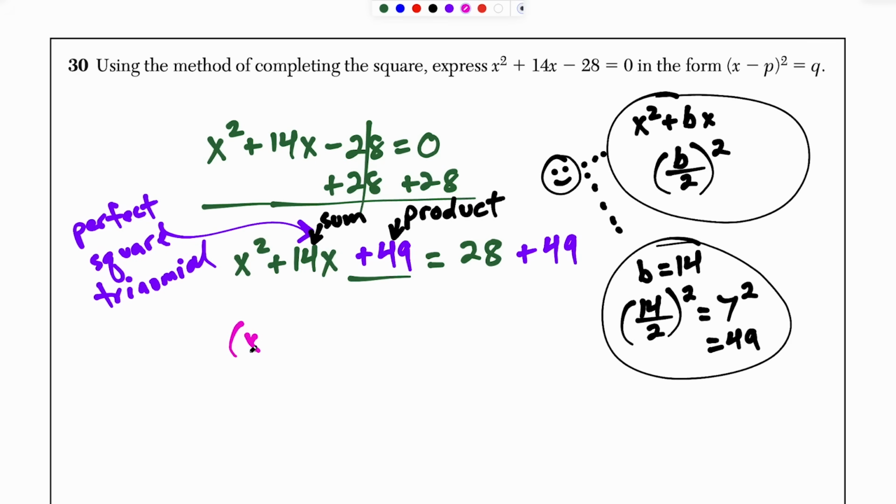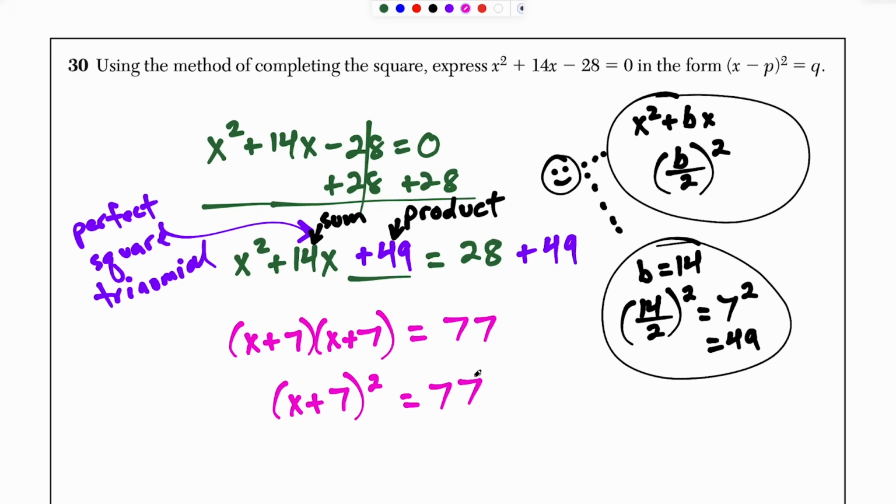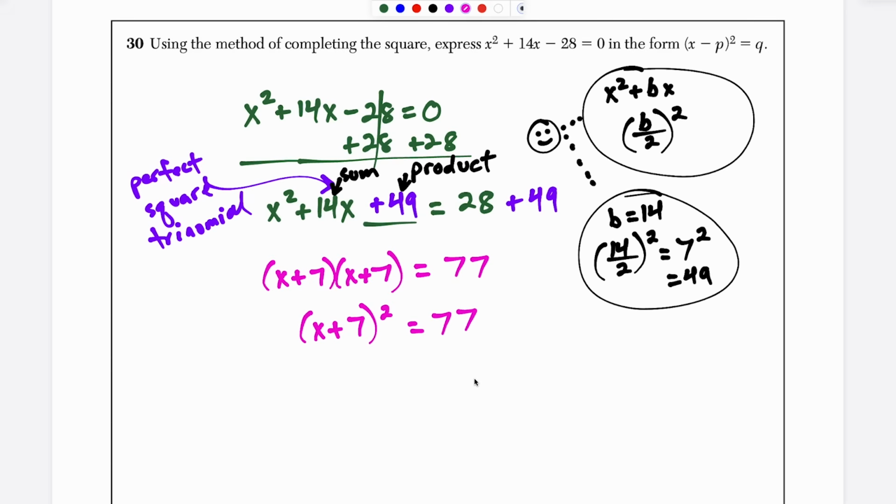So we're going to have x plus 7 times x plus 7 equals, and now 28 plus 49, we could just work this out, is going to give us 77. Okay, so this works out to 77. So now x plus 7 times x plus 7 is x plus 7 squared, and this is going to give us 77.